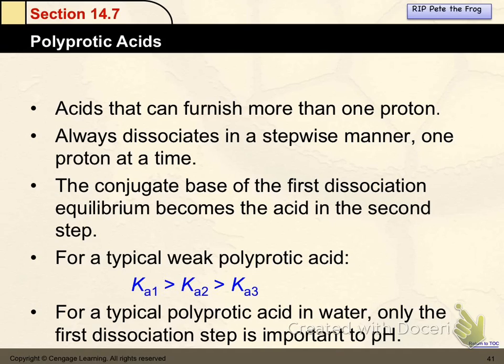What else do we want to say? Oh, for a typical polyprotic acid in water, only the first dissociation really matters. The second is not really that important as far as pH is concerned. It does matter if we're keeping track of species that are in solution, but as far as pH, usually the first dissociation is the only one that matters. I certainly will show you problems in which the second one does matter, but 90% of the time, only the first matters.